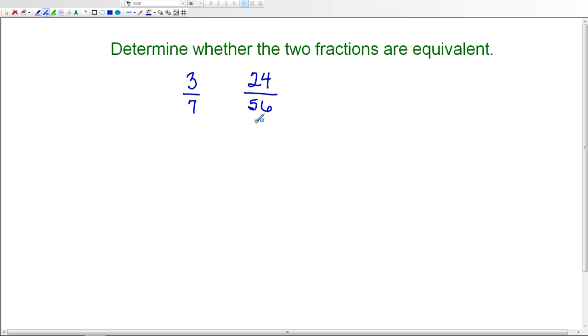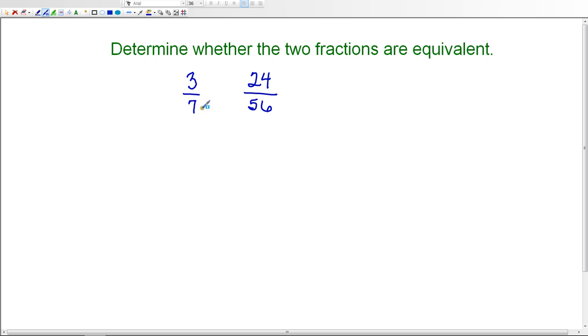So in order to do that, there's many ways that you can do this actually. But one of the ways is to make sure that both fractions are in simplest form. Make sure that they are in lowest terms. And if the two fractions are in lowest terms and they're the same fraction, then they are equivalent. So let's start with 3/7.